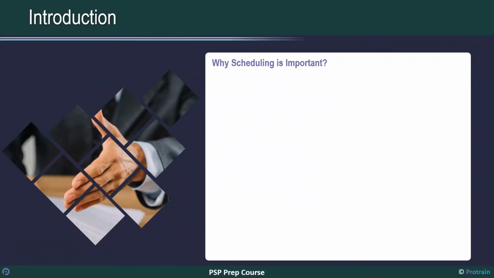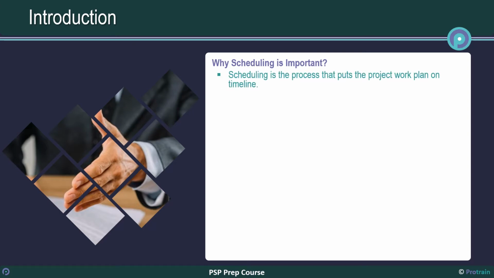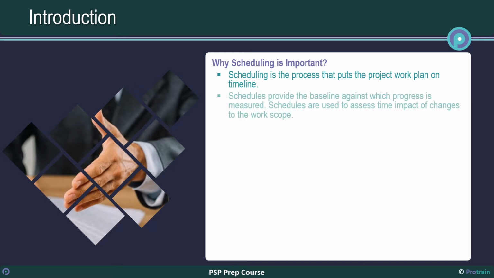Why scheduling is important. Scheduling is the process that puts the project work plan on timeline. Scheduling assures timely project completion. Scheduling is one of the tools used for monitoring and controlling projects to ensure the objectives of cost, quality, and time are met. Schedules provide the baseline against which progress is measured. Schedules are used to assess time impact of changes to the work scope.